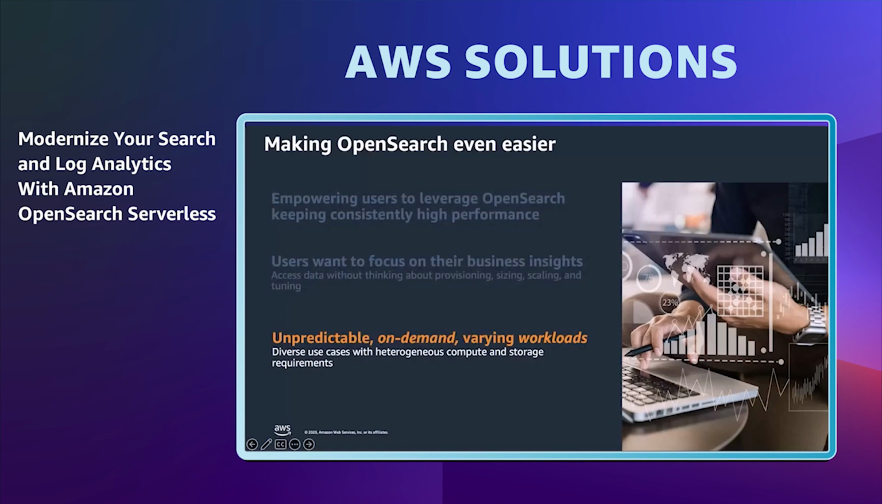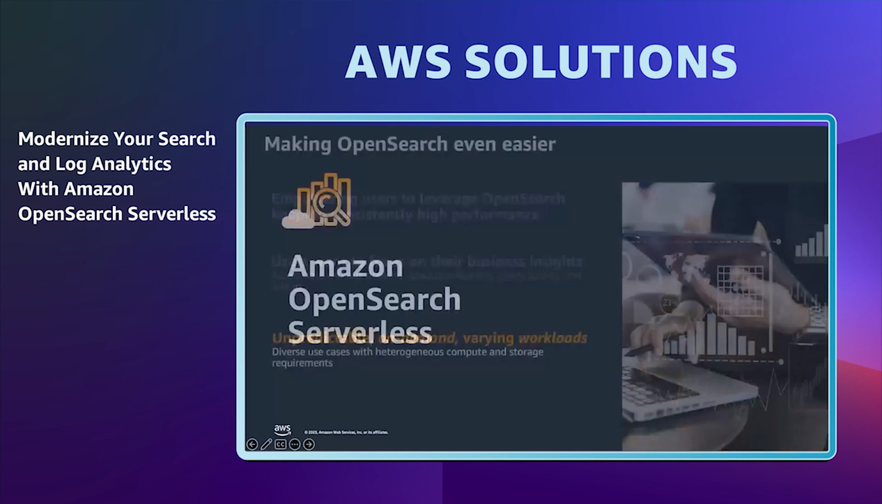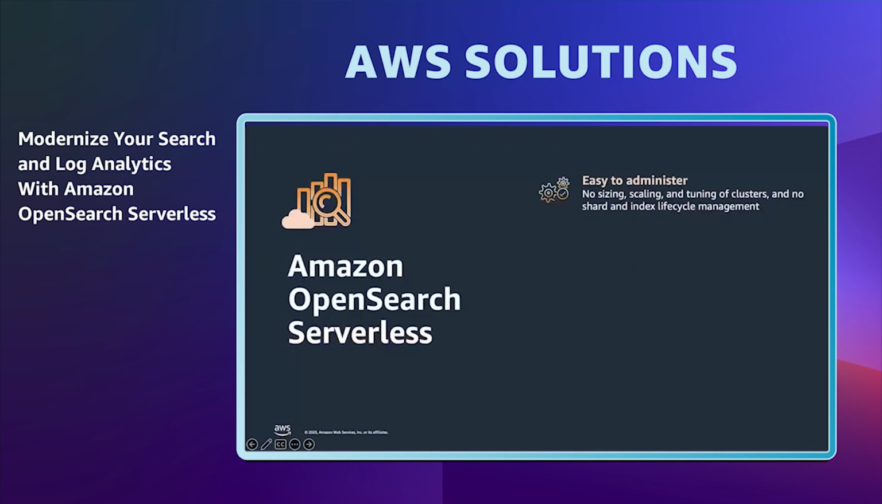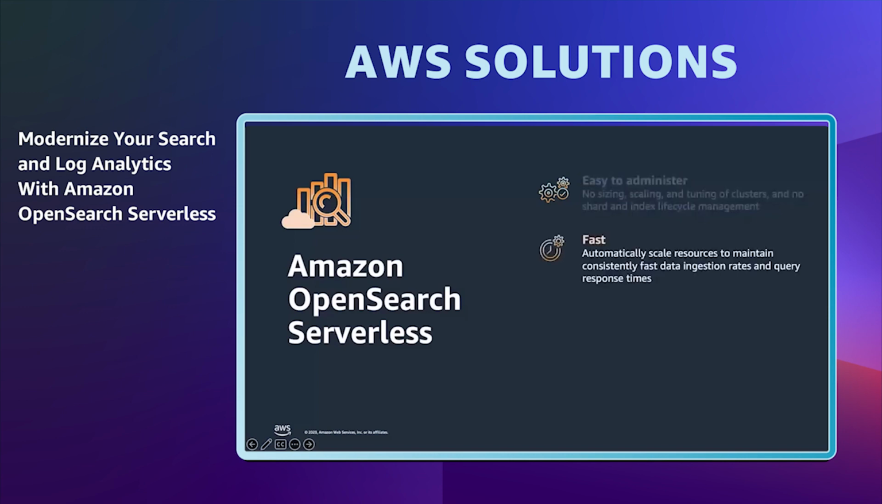So they are really looking for an endpoint solution where they can just start sending the traffic without really having to manage and worry about the backend operation, and things could scale automatically for their unpredictable workload. So this is where OpenSearch Serverless comes into the picture. With OpenSearch Serverless, it makes it easy for you to run large scale search and analytics workloads without having to worry about sizing, scaling, tuning of the cluster, index lifecycle management, etc. And it happens by automatically provisioning and scaling the underlying resources to deliver the data ingestion and query responses.